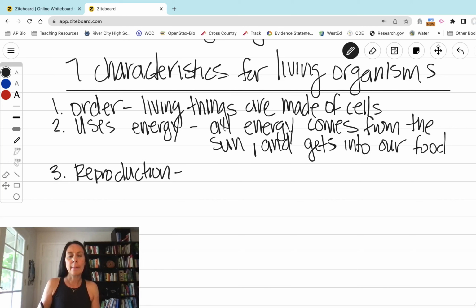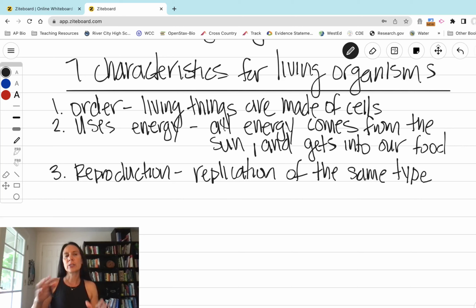So, replication of the same type. What that means is that a certain species can only replicate into the same species. You can't replicate into a new species or a different species.